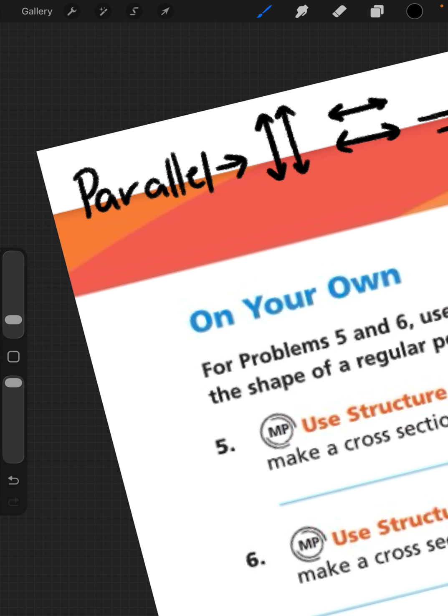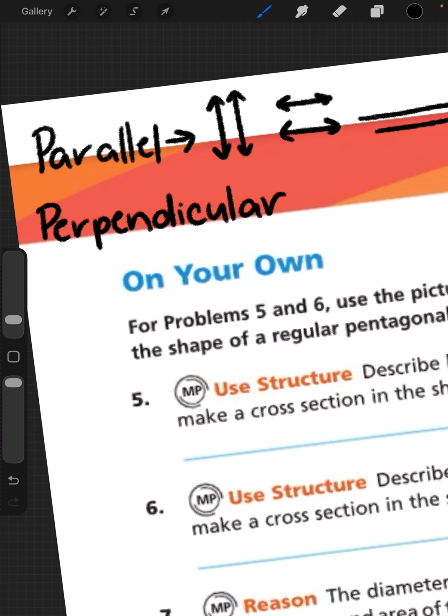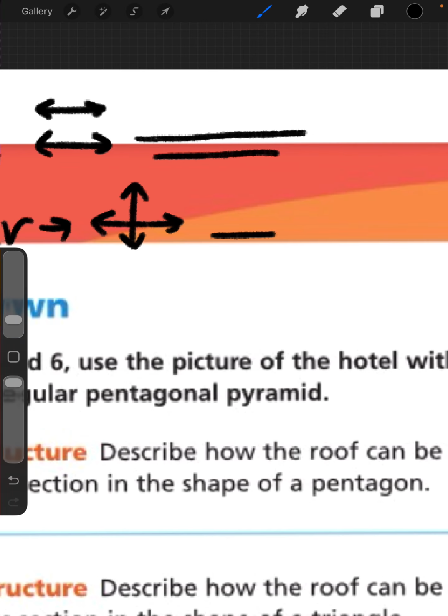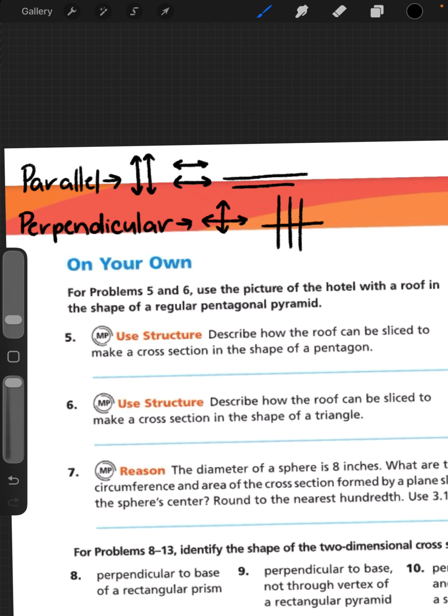When they say perpendicular, let me write it, it's a long word. Oh my gosh, it is such a long word. When they say perpendicular, they mean something that makes a 90-degree angle, right? So they cross. In the case of a base, if we had a base this way, we would want to make cross sections like this. Okay, let's get right into this now.